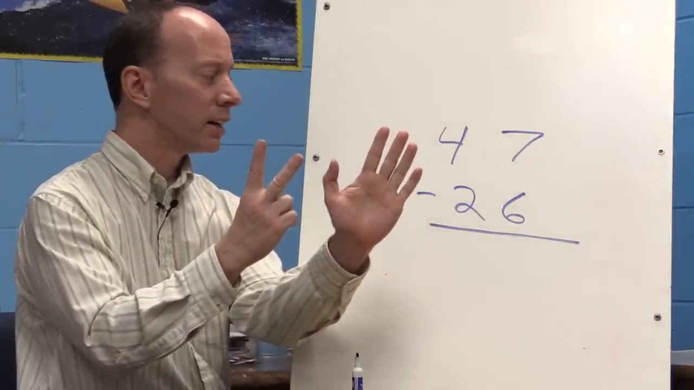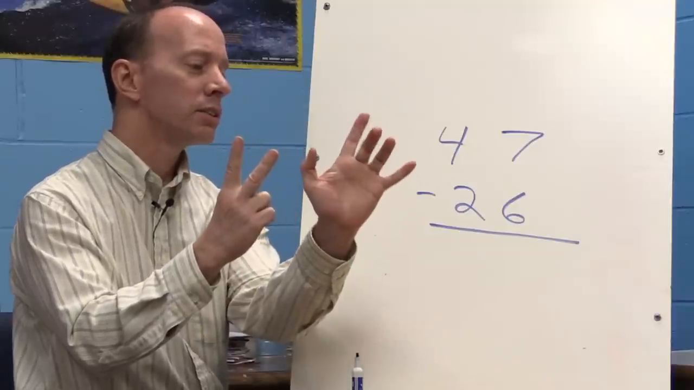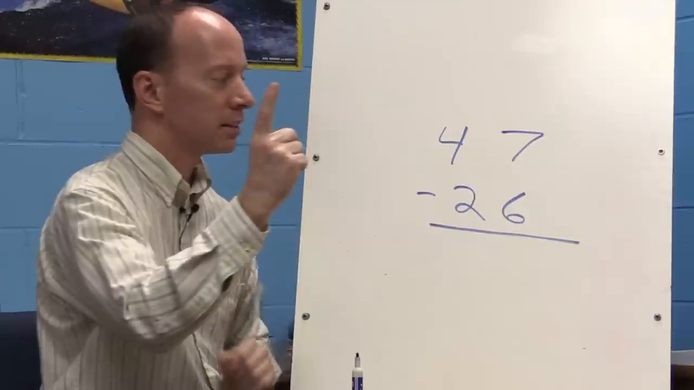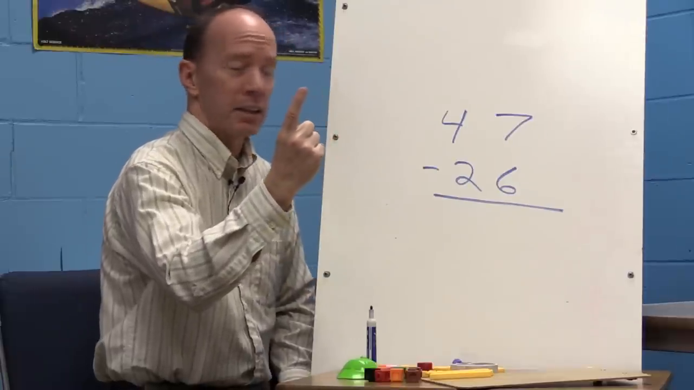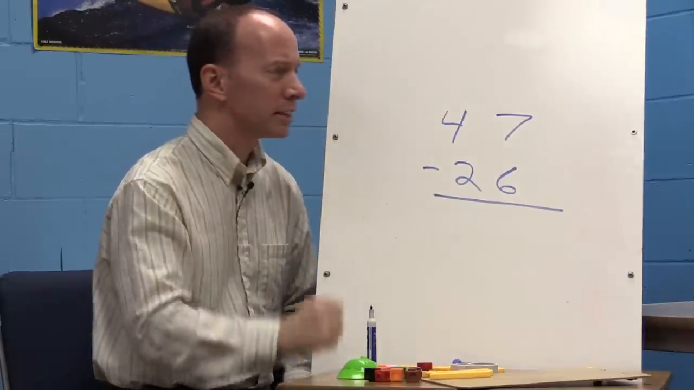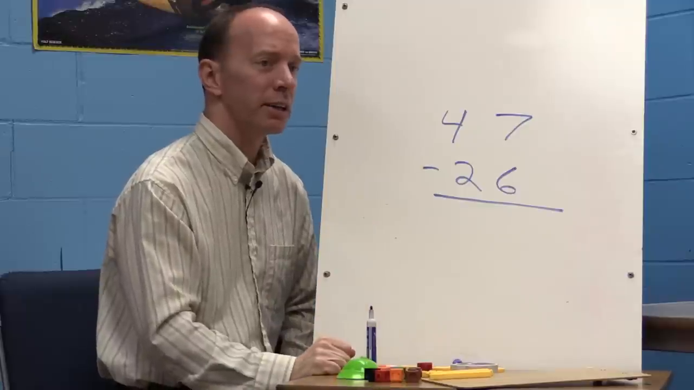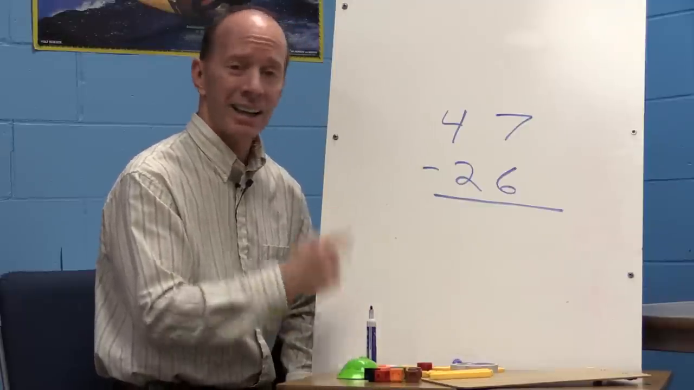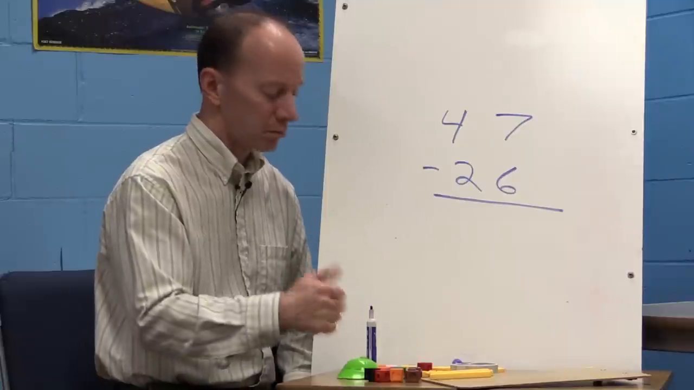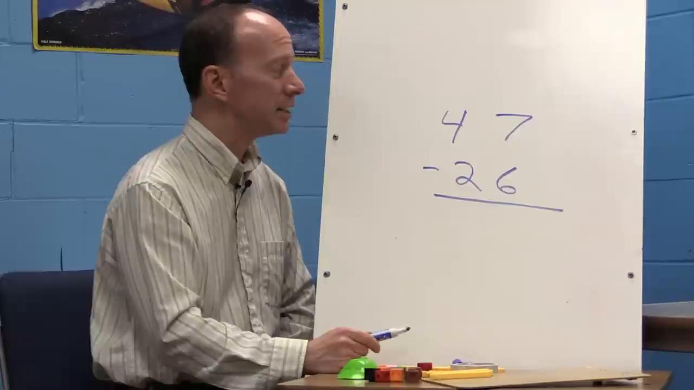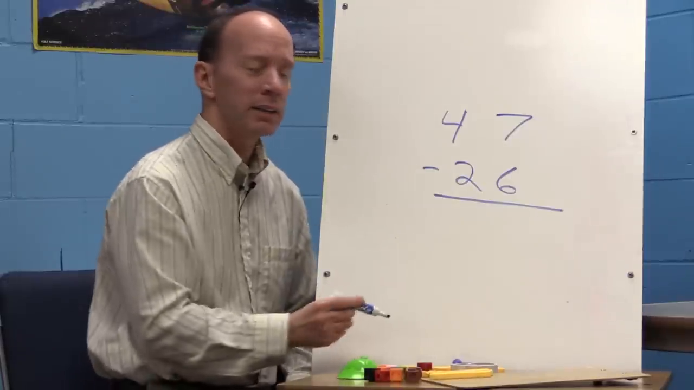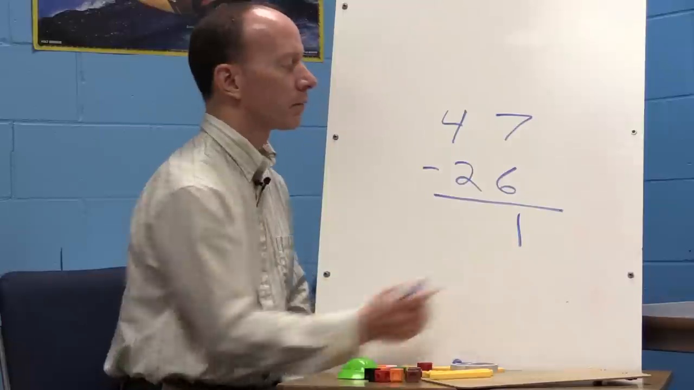I got seven fingers right here, and I take away 6. 1, 2, 3, 4, 5, and 6. That makes sense. Let's make sure that's in my mind. If I have 7 cookies and my sister wants 6 of them, I can give her 6 of my cookies, and I can keep 1 for myself. Perfect. I don't need to regroup. So no regrouping on this problem. So 7 minus 6 is 1.